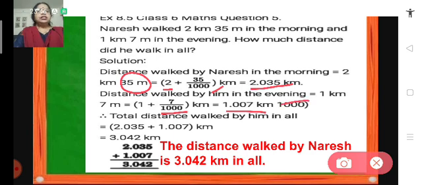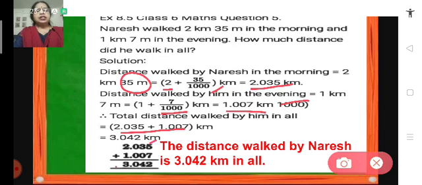Then the total distance walked by him in all, we have to add the distances walked in the morning and in the evening. So, 2.035 plus 1.007 kilometers. So, what do we get by adding them? We place them in columns and we can add them.